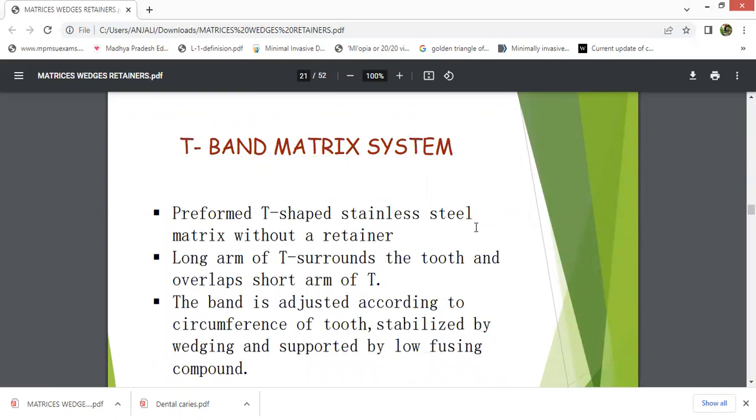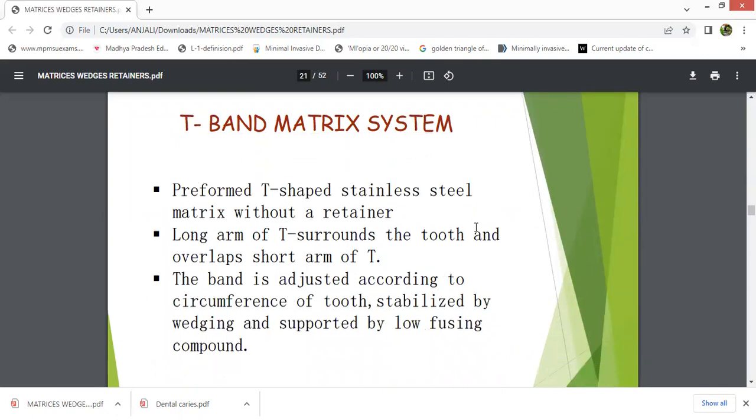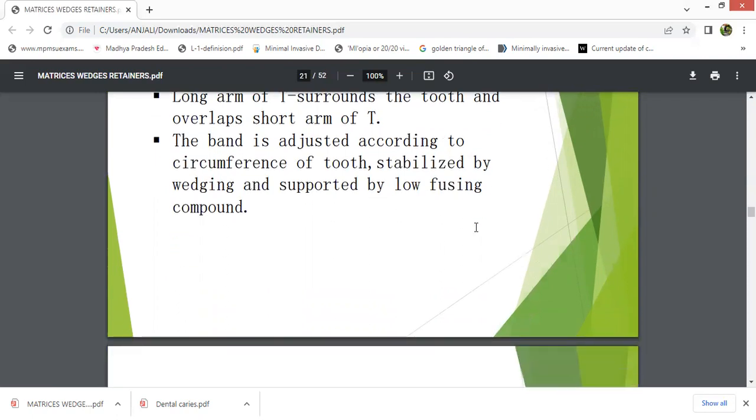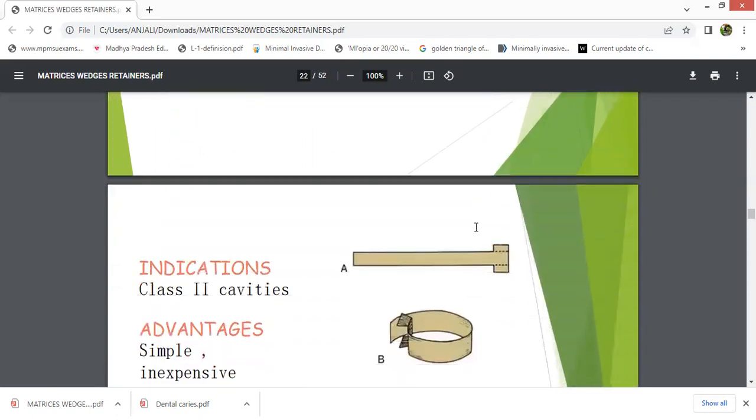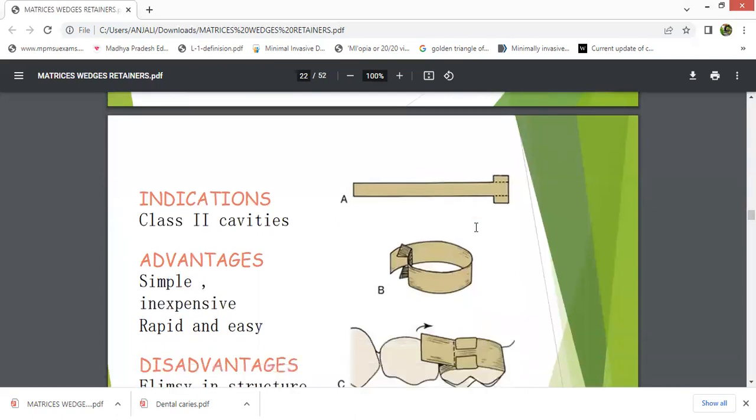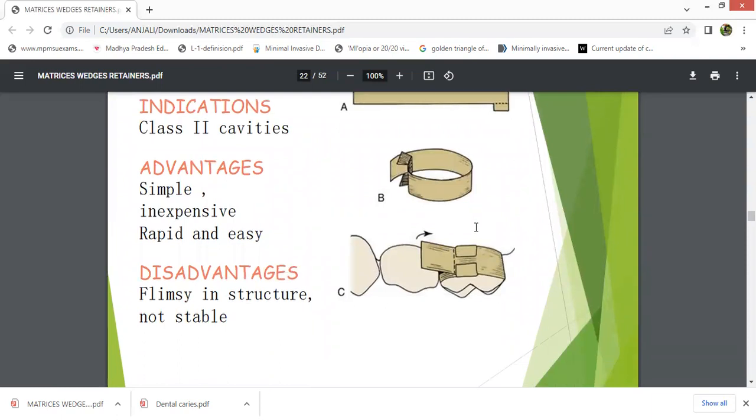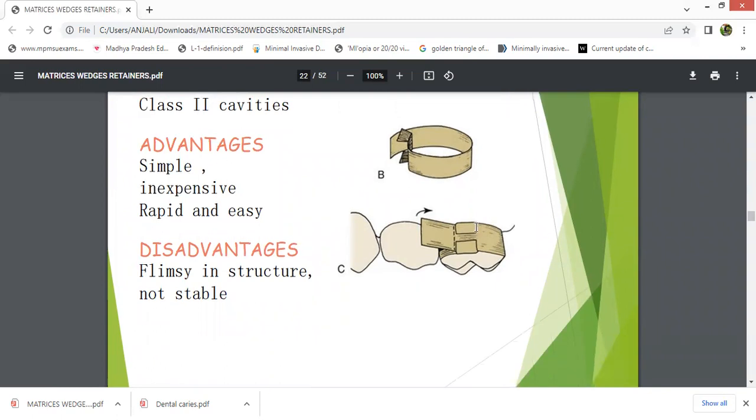Preformed T-band, a T-shaped stainless steel matrix without a retainer. The long arm of the T surrounds the tooth and overlaps the short arm of the T. So the band is adjusted according to the circumference of the tooth, stabilized by wedging and supported by low fusion compound. The diagram. Application is class 2 cavity, simple है, inexpensive है, rapid and easy. Disadvantage is flimsy, the spring structure is not stable.